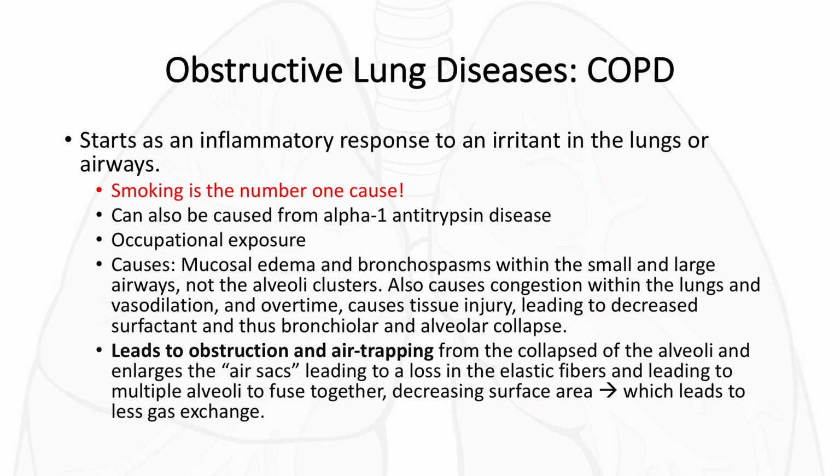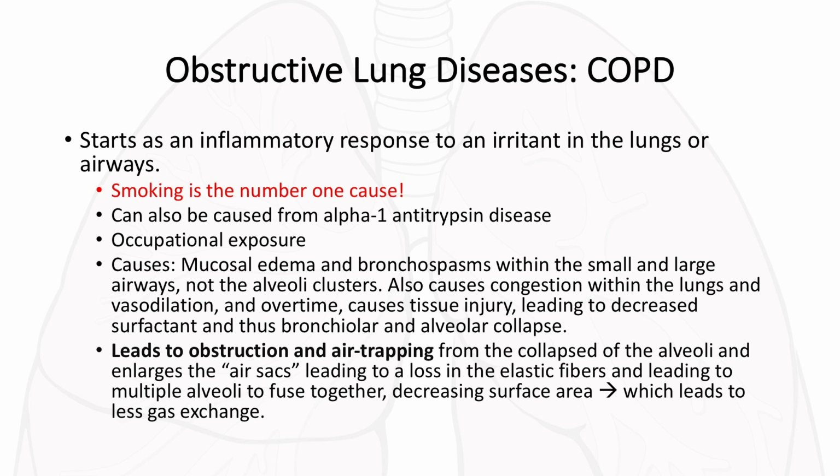These are just some short points here. It starts as an inflammatory response to an irritant in the lungs or airways, just like bronchitis. However, smoking is the number 1 cause. It can also be caused from alpha-1 antitrypsin disease, which is genetic. It can be caused from occupational exposure. And just as with bronchitis, it causes mucosal edema and bronchospasms within the small and large airways, not just the alveoli clusters. It also causes congestion within the lungs and vasodilation, and over time causes tissue injury, leading to decreased surfactant and bronchiolar and alveolar collapse.